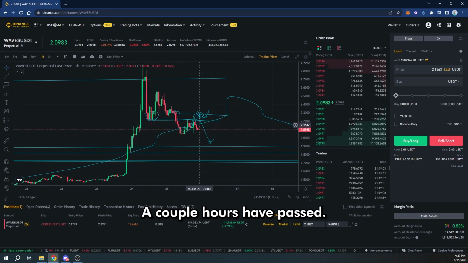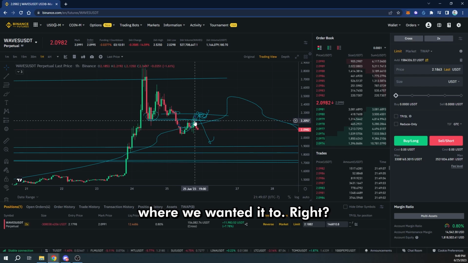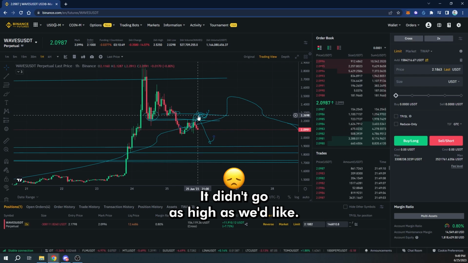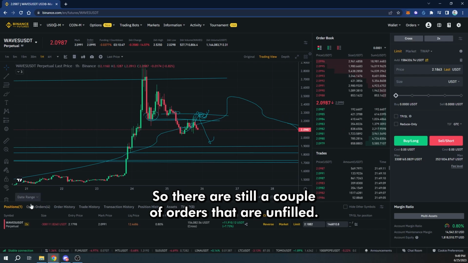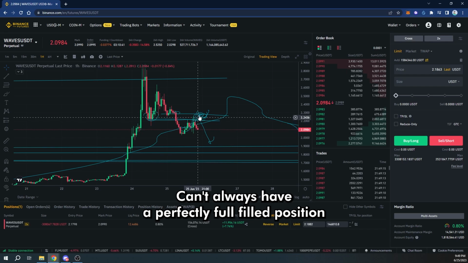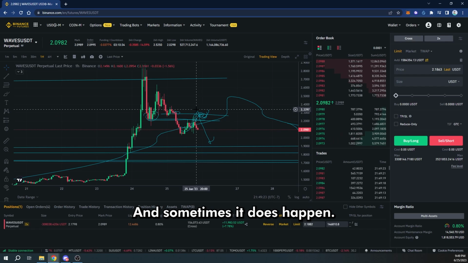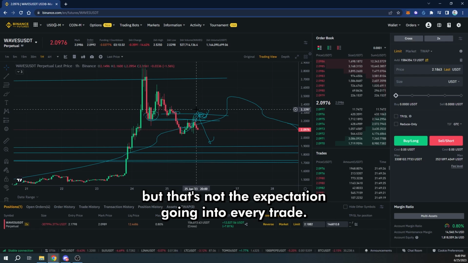Alright, a couple hours have passed. We're starting to see the rejection where we wanted it to, right? It didn't go as high as we'd like, so there are still a couple orders that are unfilled. That is simply the nature of trading. You can't always have a perfectly filled position that immediately reverses from your area, and sometimes it does happen. I shouldn't say never, but that's not the expectation going into every trade.